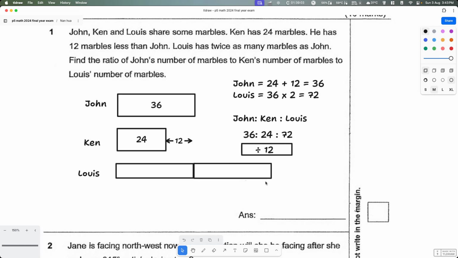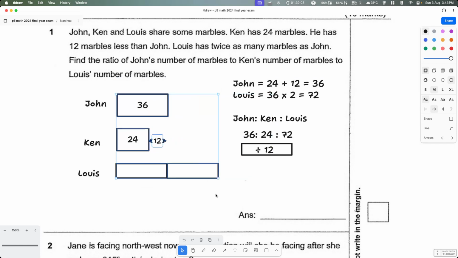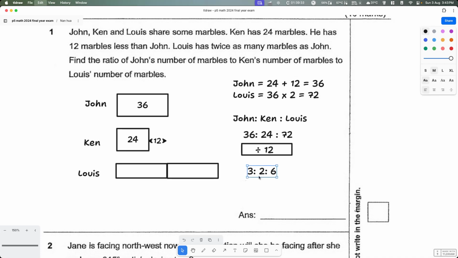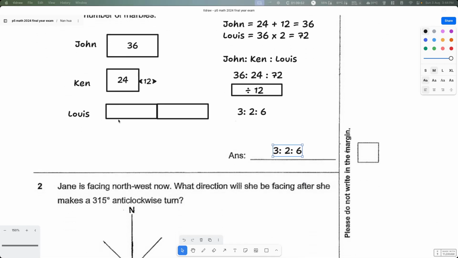I want to make this a little bit shorter, something like this. Okay, good. For this, 36 divided by 12 gives us 3, 24 gives us 2, and 72 divided by 12 is 6. We can double confirm again: 36 divided by 12 is 3, 24 divided by 12 is 2, and 72 divided by 12 is 6. So the answer is 3 to 2 to 6. Alrighty, let's move on to the next question.